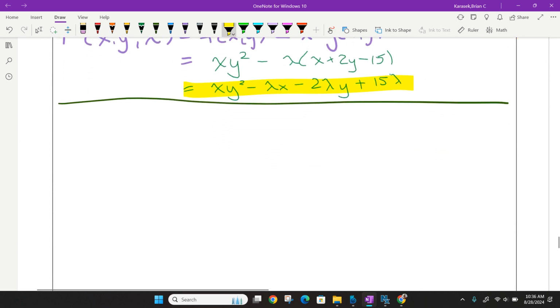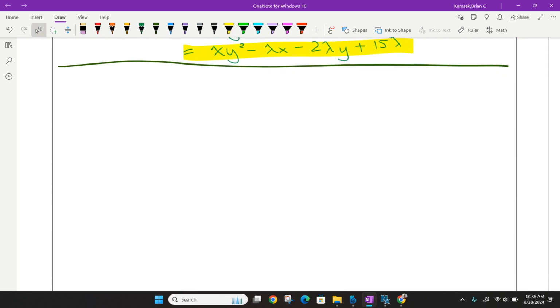The next step of the process is to create the partial derivatives for our Lagrange function. So we have three partial derivatives that we have to look for. We have to look for the partial derivative with respect to x. And when I take that partial derivative, it looks like we've got 1, 2, 3, 4 terms in our Lagrange function, and the partial derivative of the first term with respect to x will be y squared. The partial derivative of the second term with respect to x will be a negative lambda. The partial derivative of the third and the fourth term are both 0 because there is no x variable.